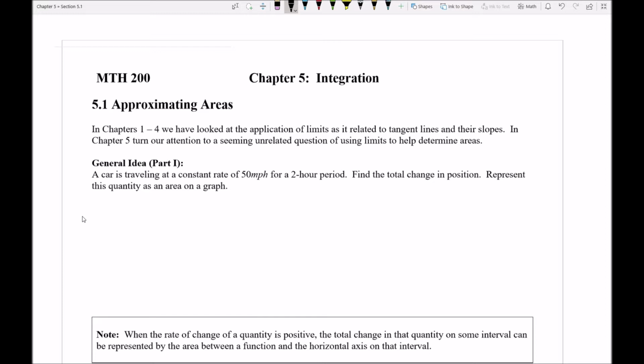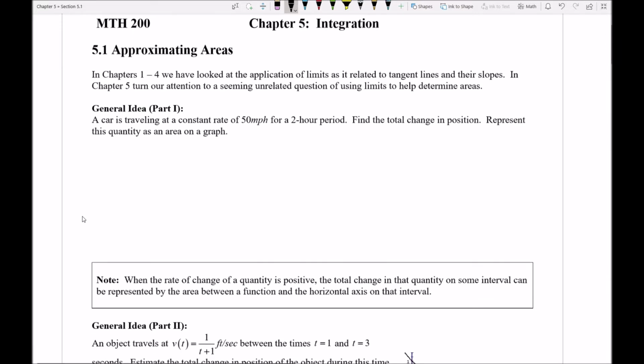Now, we're going to see how exactly we can use this and why exactly it's going to be important or relevant to actually be able to compute areas of regions. So to start off with this beginning general idea, let's see what we have here. A car is traveling at a constant rate of 50 miles per hour for a 2-hour period. I'm interested in finding the total change in the position of the car, and I want to represent this quantity as an area on a graph.